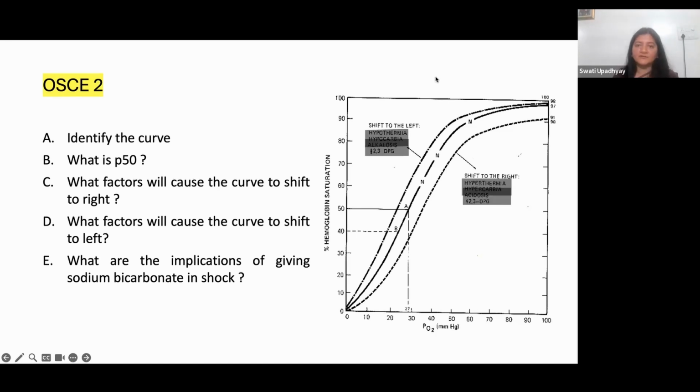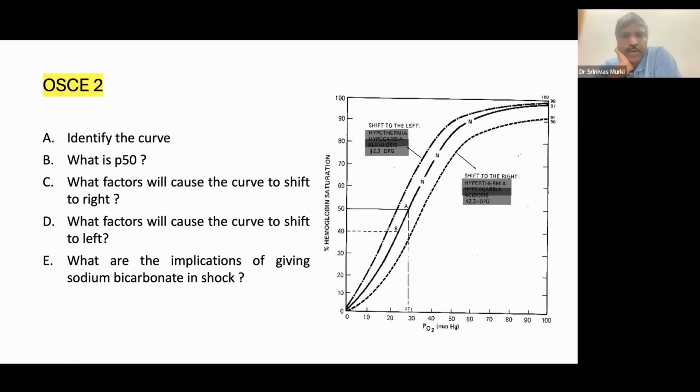So what will happen? Instead of releasing more oxygen, it becomes more and more difficult for oxygen to be released in the tissues where it is needed most. So we are here just correcting pH, but actually at the intracellular level, it may not help at all, because it will shift the oxyhemoglobin dissociation curve to the left, which will make the oxygen delivery very difficult at the level of tissues. So I think most of you were right with the identification of the curve, P50, and the factors which cause shift to right and left, but the implications of giving sodium bicarb, I hope everybody has understood now.